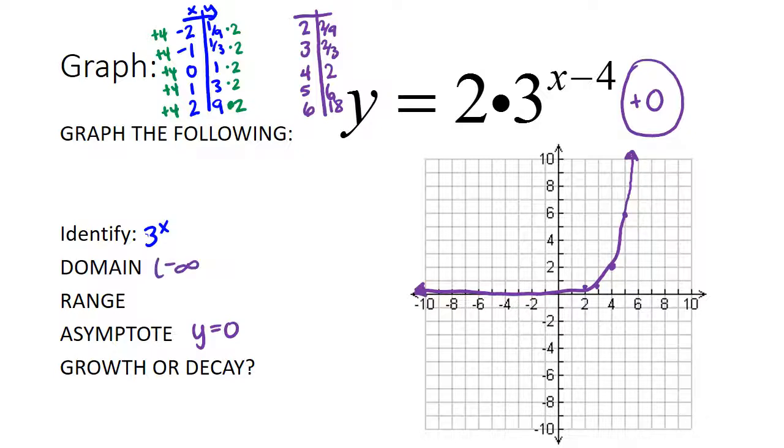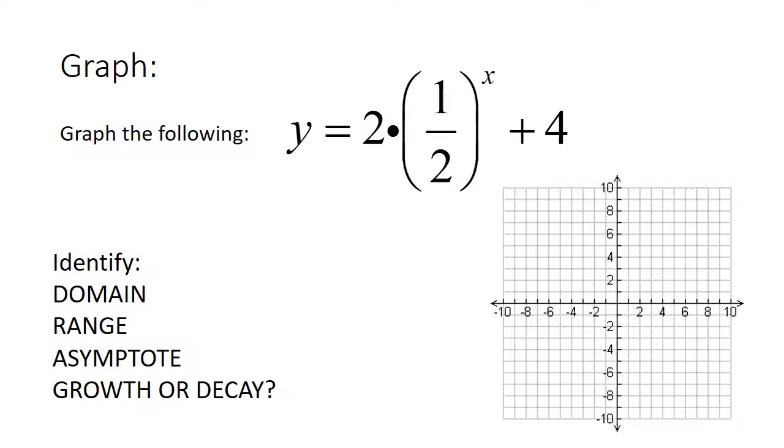Our domain will always be negative infinity to infinity, forever left, forever right, and our range is from 0 to infinity, or some of you have been writing it y is greater than 0. In this case, growth or decay, our base is greater than 1, therefore it is growth. Okay, don't base it necessarily on what the graph looks like, base it on the base, the rule. Let's take a look at another one.